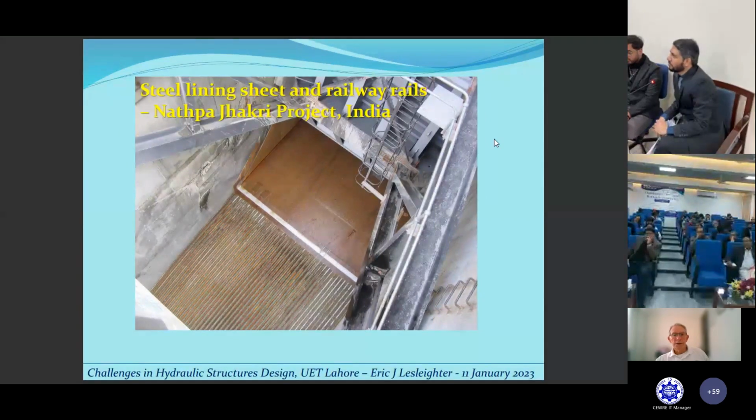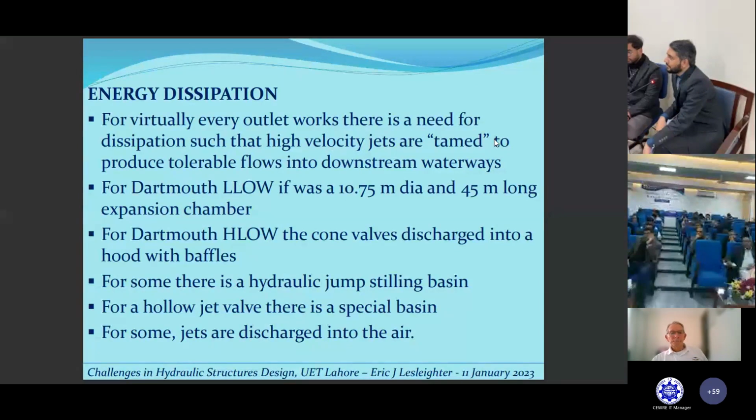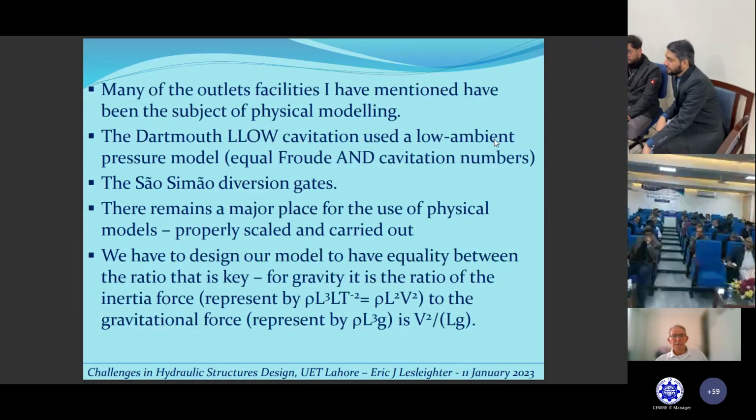Do you see that one with yellow writing? Nafajakri. Yeah, steel lining. Steel lining, yes. Next slide is energy dissipation. Right. Passing down to Dartmouth. We had this 10.75 meter diameter expansion chamber, 45 meters long. We had high level outlet works using cone valves. And for some of this energy dissipation, we have to use the hydraulic jump stilling basin. For a hollow jet valve, there's a special basin. For some, jets are discharged into the air.